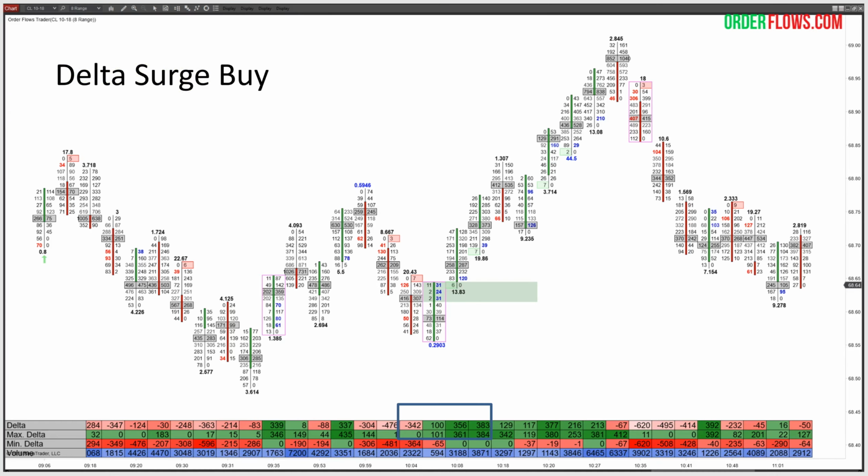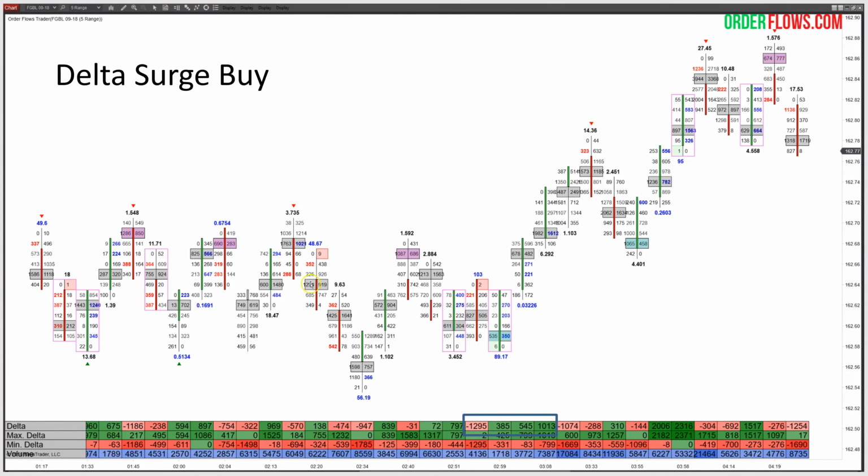So best way to analyze it is look at a chart. So here, you can see how this market moves up, right? But if you notice the delta, minus 342 right here, and then 100, 356, 383. So what happened is you went from a negative delta to a positive delta. In this case, it's right on this swing low. Positive delta. The next bar, stronger positive delta than the previous bar. And then the last bar is stronger positive delta than the preceding bar. And the market makes the move up. This is the Delta Surge right here.